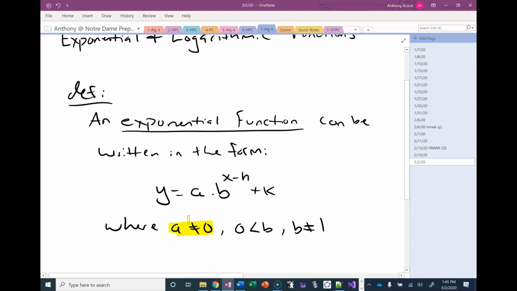We'd be left with just k, right? And since there's no variable there, that's like a constant function. That's not what we want to be talking about. We want to be talking about exponential functions. So that's why we're not allowing a to be 0. Next, let's look at why b needs to be a positive number.